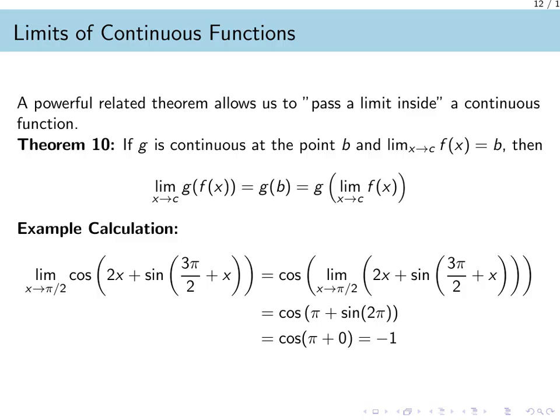We want the limit as x approaches pi over 2 of cosine of the quantity 2x plus sine of the quantity 3 pi over 2 plus x. Since the outer cosine function is continuous, we can move the limit inside. This gives us cosine of the limit of the inner expression. That inner limit evaluates to pi plus sine of 2 pi, which is just pi plus 0. Our final result is cosine of pi, which is -1. In short, continuity allows you to evaluate the function at the limit of its input.